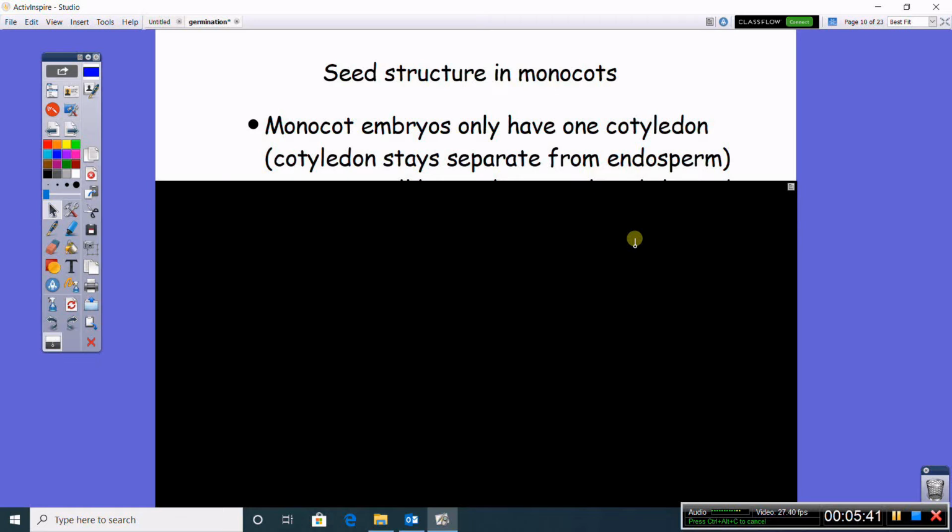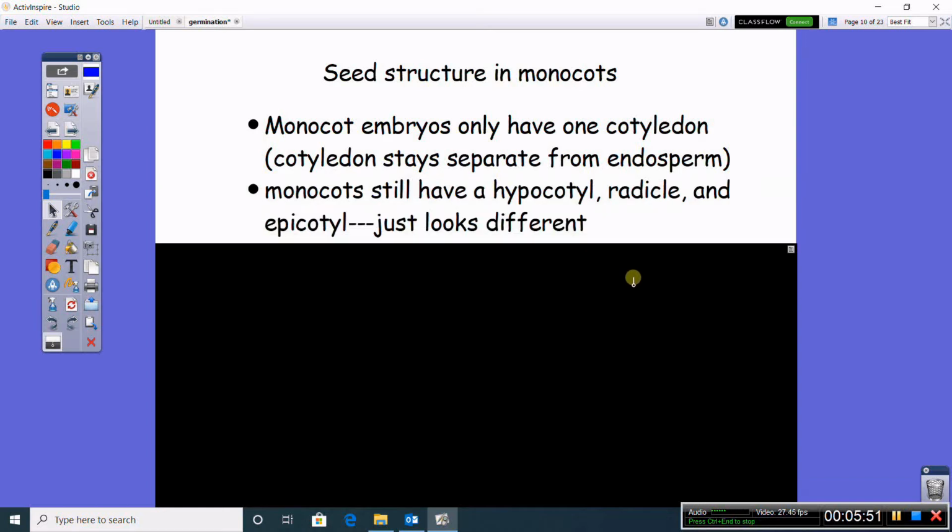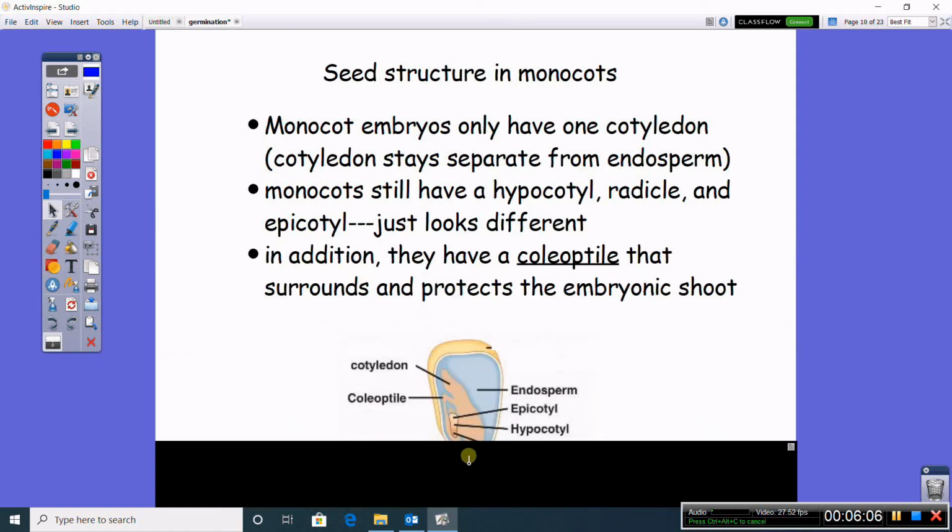Monocot embryos only have one cotyledon. Remember, we talked about the corn kernel and that little white piece inside it, which does stay separate from the endosperm. Monocots still have a hypocotyl, a radicle, and an epicotyl. It just looks different in them. We're going to focus mainly on dicot seed germination, and a little bit on monocot seed germination.